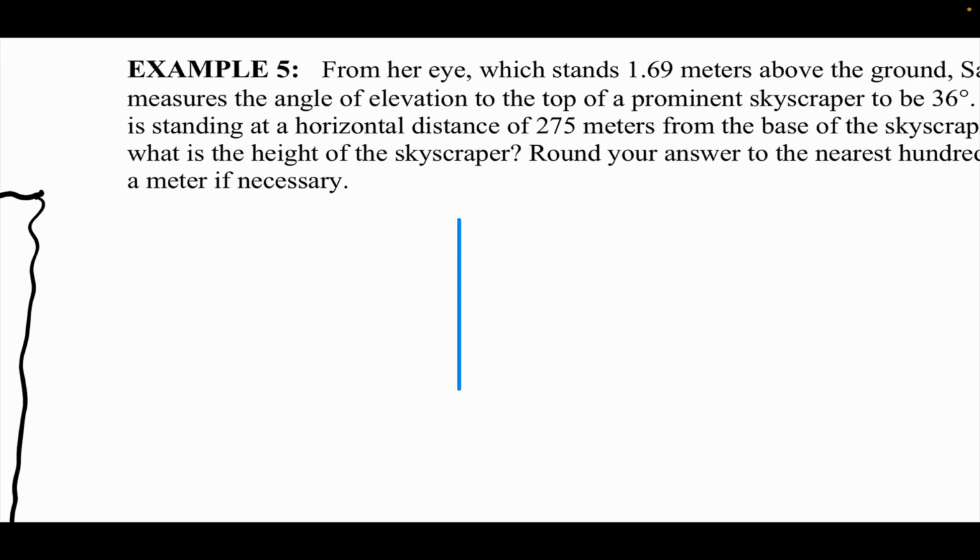Okay, Sadie is over here. I'm gonna draw a little stick figure. She's over here. She's looking up at the building. She's looking, her eyes are up at the top of the building. So her eyes are going straight up to the top here. That's her sight. And then how far is she from the building? That's this last line right here.